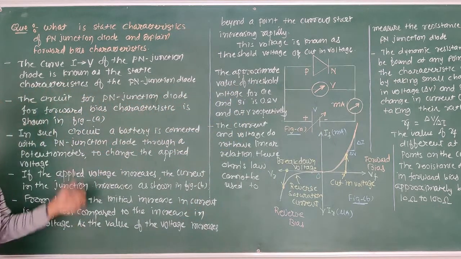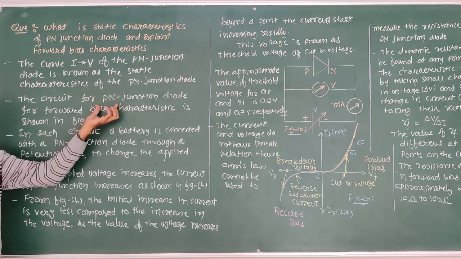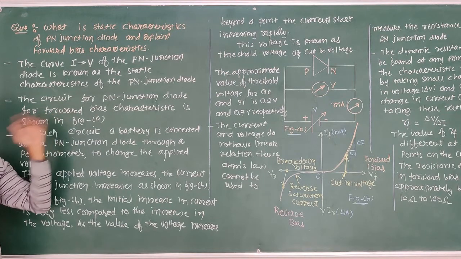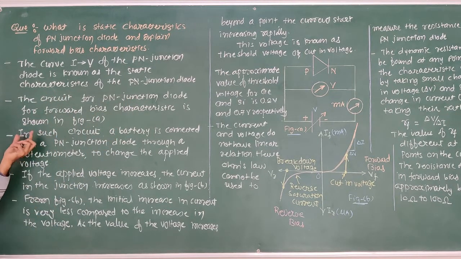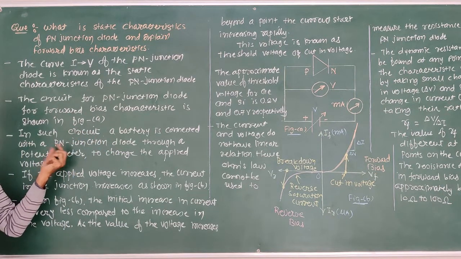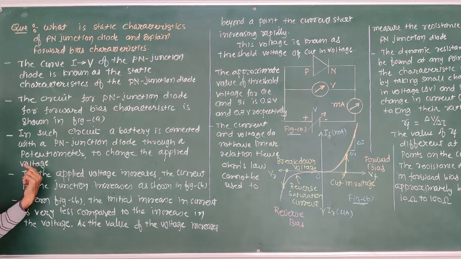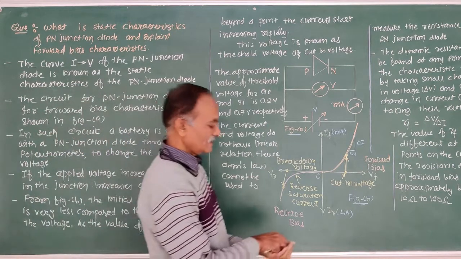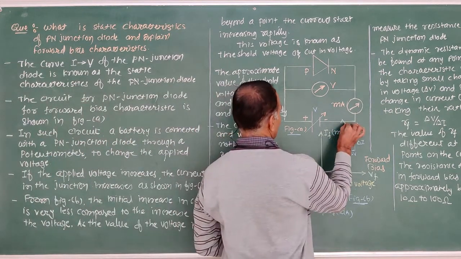So that is the circuit of a PN junction diode for forward bias characteristic as shown in the figure. Now, in such a circuit, a battery is connected with a PN junction diode through a potentiometer or the rheostat to change the applied voltage. Now, in the practical circuit here, the rheostat is connected in this manner, or the potentiometer circuit is connected.